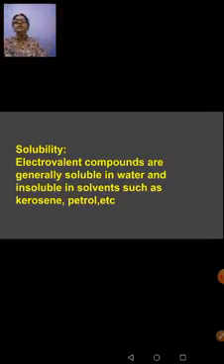Next property, solubility. Electrovalent compounds or ionic compounds are generally soluble in water, and they are insoluble in organic solvents such as kerosene, petrol, alcohol and all. Why? What should be the reason? See, ionic compounds are generally said to be soluble in water but not in petrol, kerosene or alcohol.